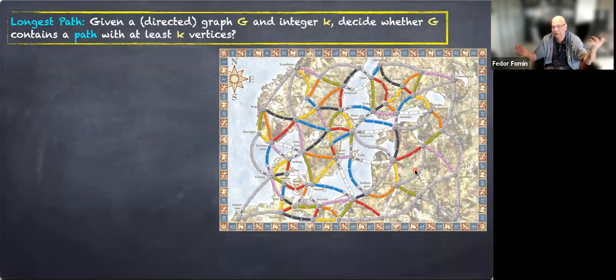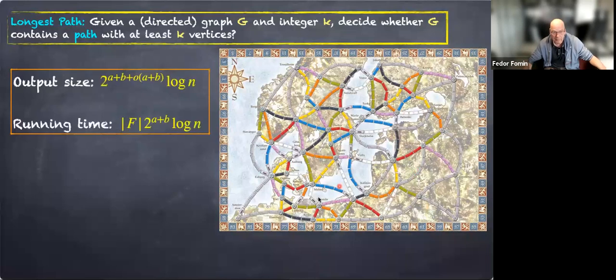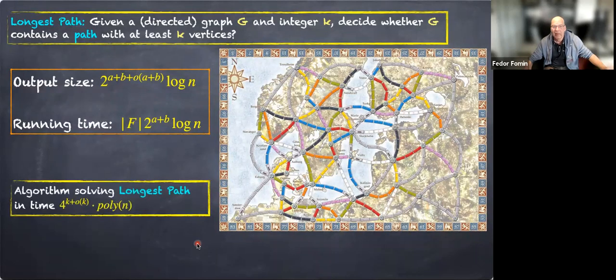It's a generalization of the Hamiltonian cycle. The longest path problem is: I have a graph, I have an integer k, and I ask if there exists a path of length at least k, or a path which contains at least k vertices. We have an algorithm which computes representative sets of this size and with this running time. I will explain how to solve longest path in time 4 to the k plus o(k), times some polynomial of n.